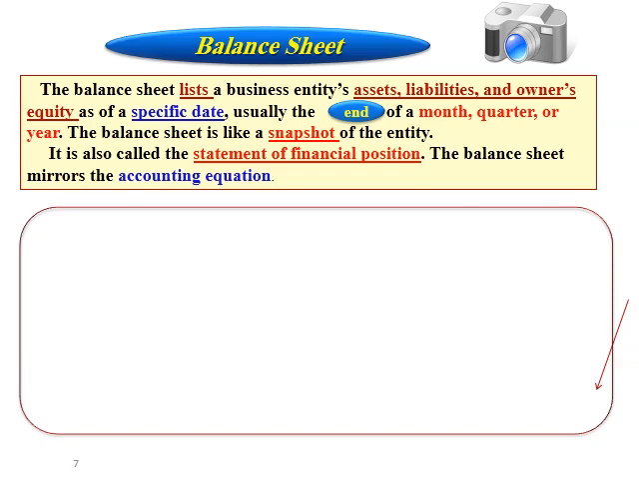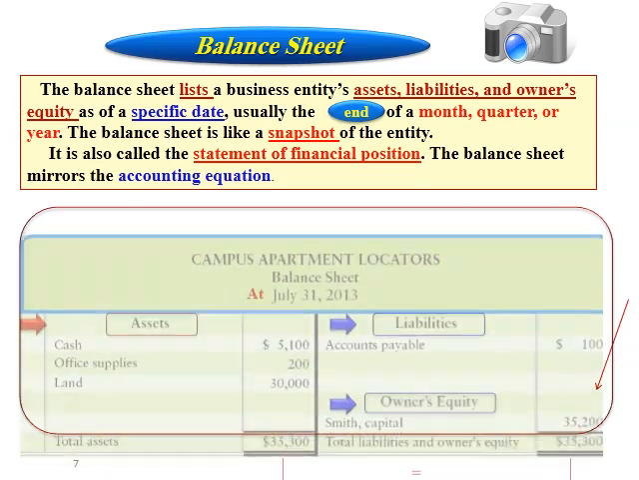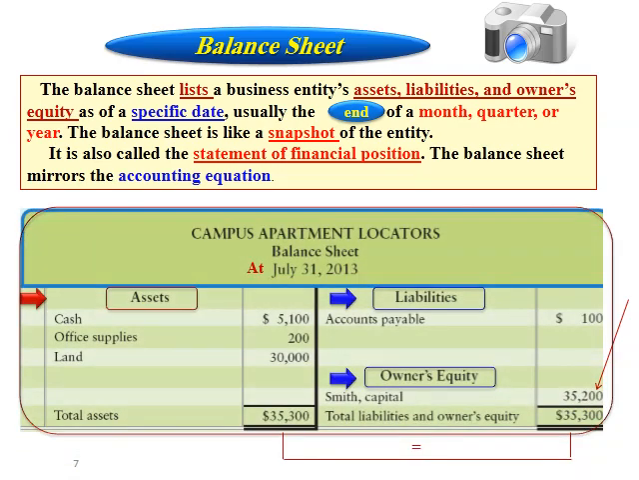The balance sheet mirrors the accounting equation, as we said before. It takes the shape you see at the Campus Apartment Locator: name of the company, balance sheet. Did you realize this says "at," not "for"? The income statement is for the period, the owner's equity statement is for the period, but the balance sheet is at an exact date, at July 31st.